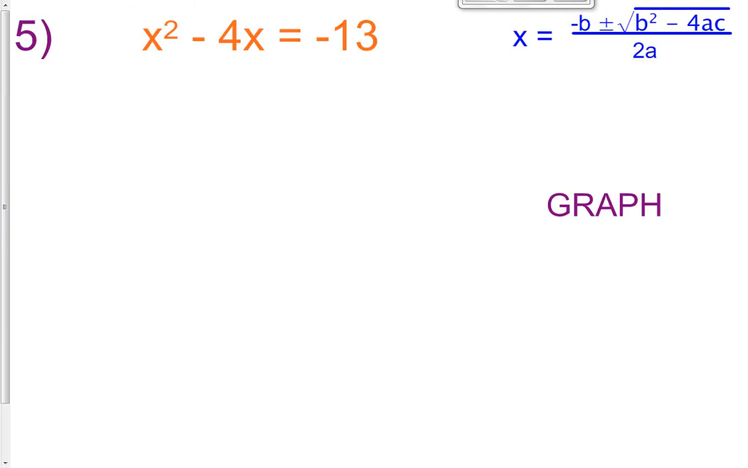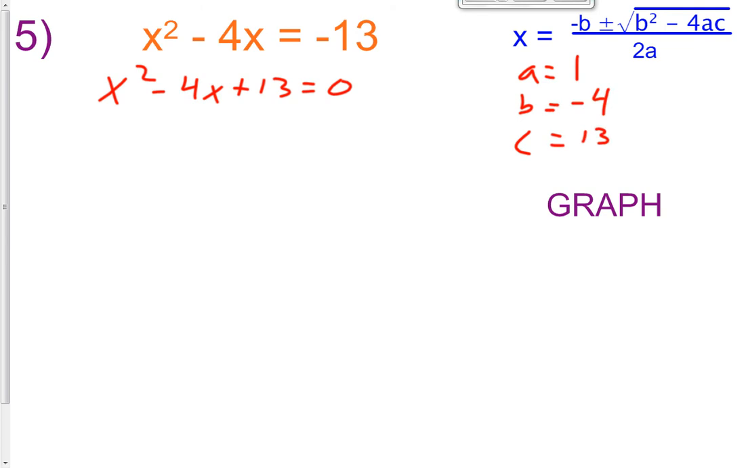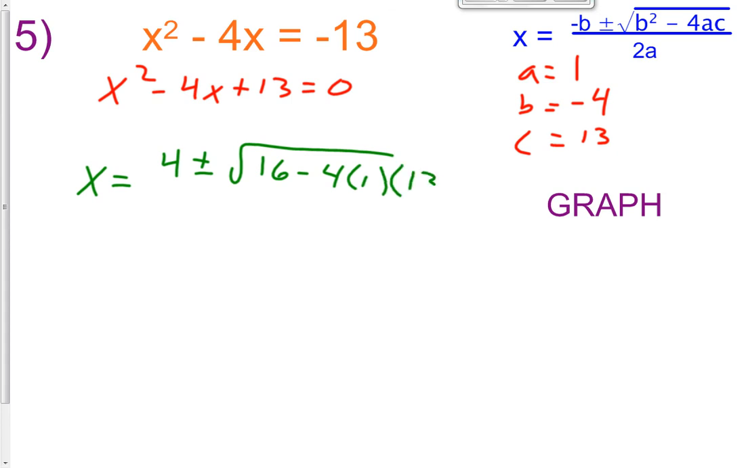Number 5, let's get it in standard form. So x squared minus 4x plus 13 equals 0. Our a value, b value, and c value are 1, negative 4, and 13 respectively. Putting it into our equation, x equals negative b plus or minus the square root of b squared minus 4 times a times c, all over 2a. 2 times 1, which is 2.